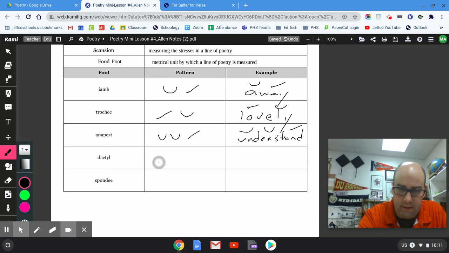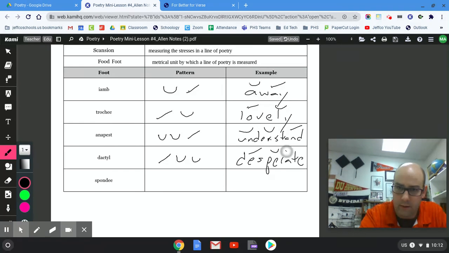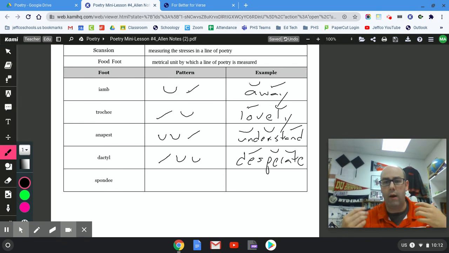Dactyl is the opposite. It's stressed, unstressed, unstressed. And we're going to use the word desperate. Desperate. So desperate. You can hear how we place more emphasis on the beginning of that word than the end of that word.